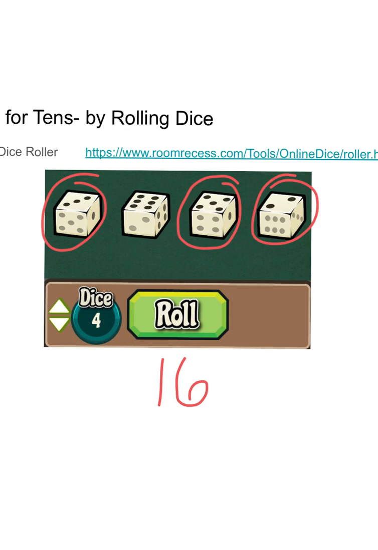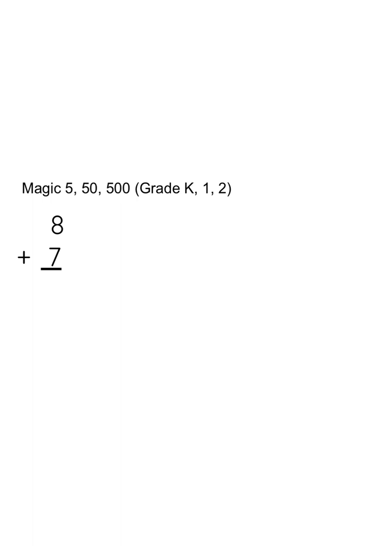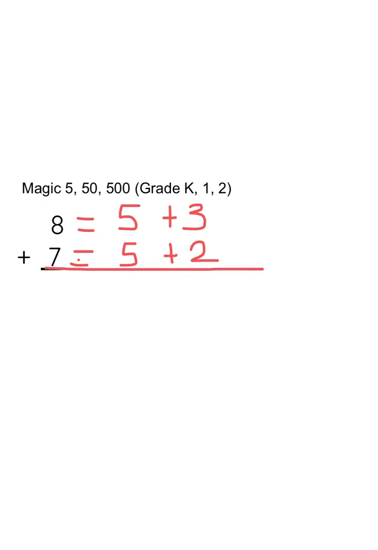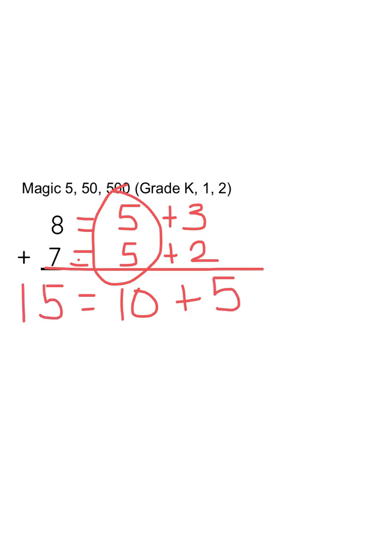Super fun dice roller. Okay, then we have a magic 5, which really is just looking for the benchmark of 5. I'm going to start this in kindergarten and first grade. And as I look at an 8, I know it's a 5 plus a 3. And a 7 equals a 5 plus a 2. So I can show them that using their hands or rekenreks. Then I have 5 and 5 equals 10. And 3 plus 2 equals 5. So I have a 15. This is something I would start in first grade to really emphasize that benchmark of 5.